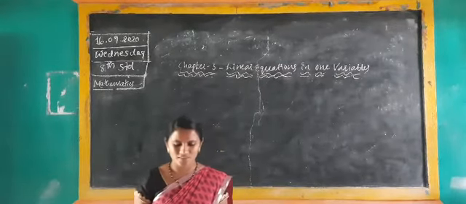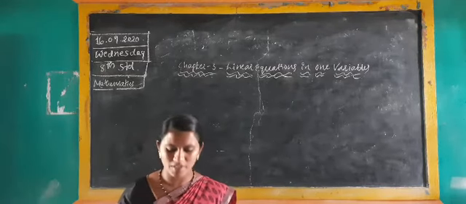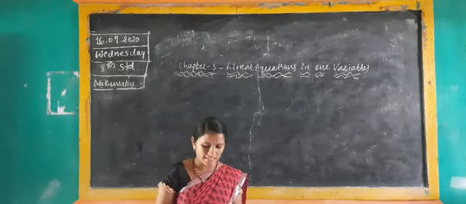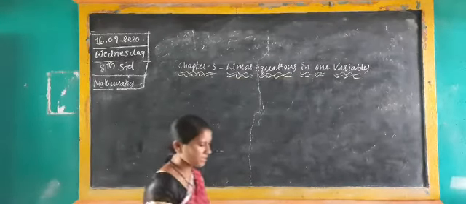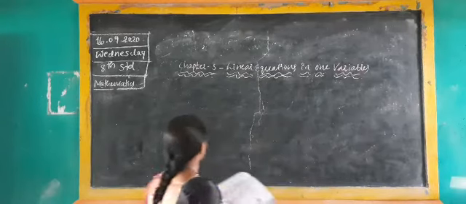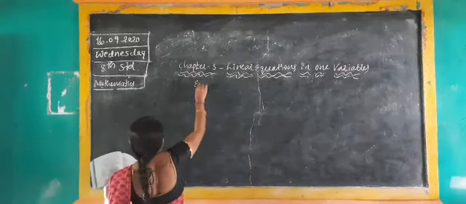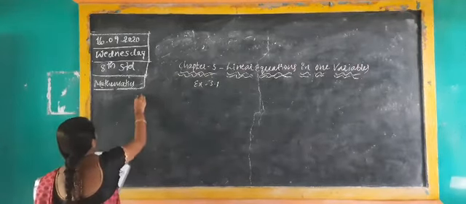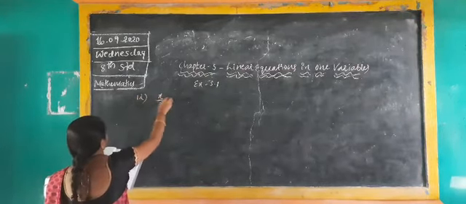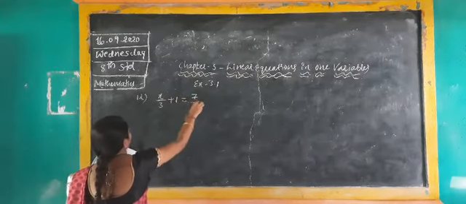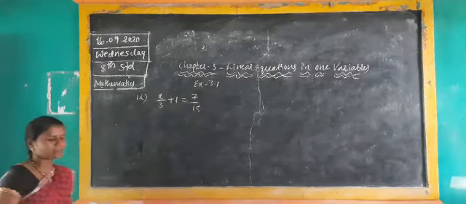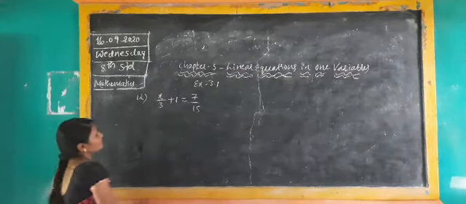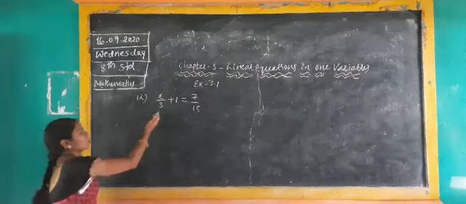Last class we discussed chapter 3, linear equations in one variable. In exercise 3.1, take down again, the last problem, the 12th one. Here x by 3 plus 1 is equal to 7 by 15. Here find the value of x. They have given some equation and you have to find the value of x.